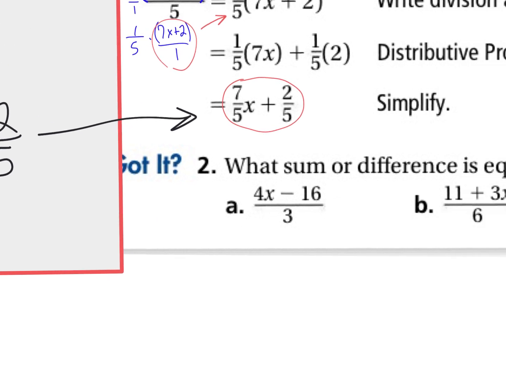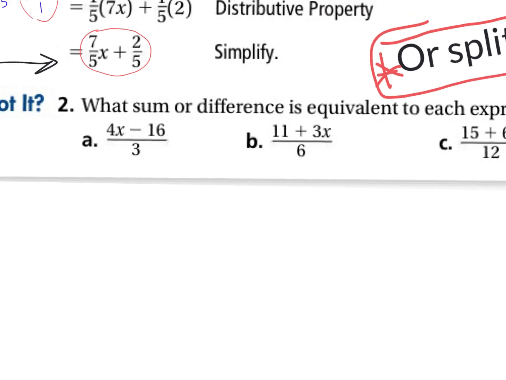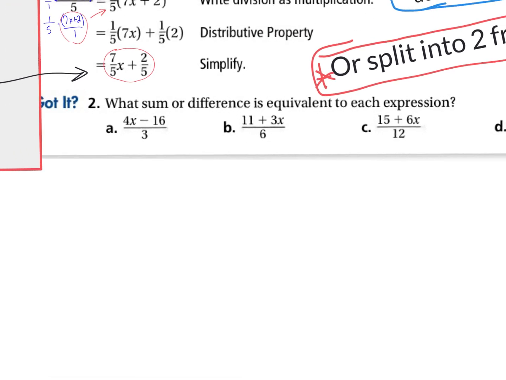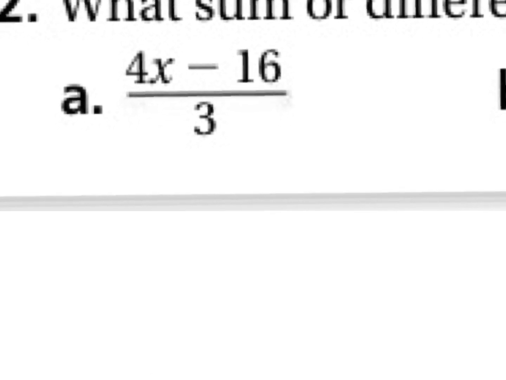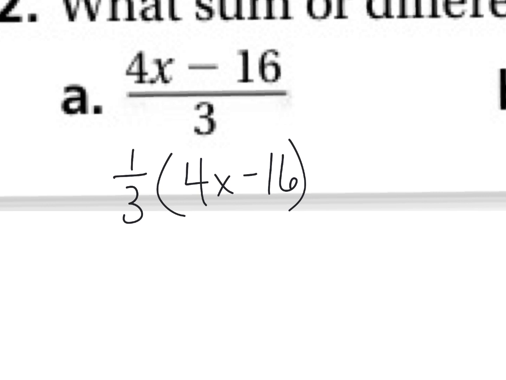So we'll look at the Got It 2. What sum or difference is equivalent to each expression? We're going to look at all 4 parts here. And like I said, either you can take a fraction in front and distribute, or you can just split it up as fractions, whichever you'd like. For part A, they're dividing by 3. Dividing by 3 would be like taking 1/3 of something. So this would be one option, and then distribute.